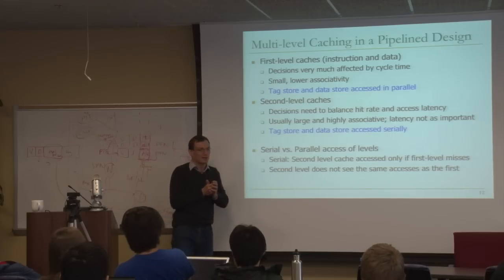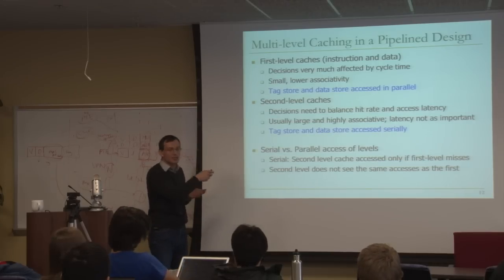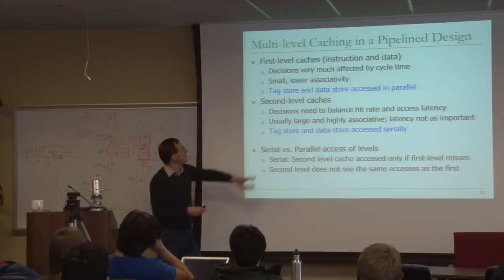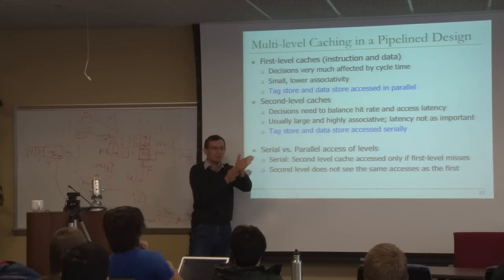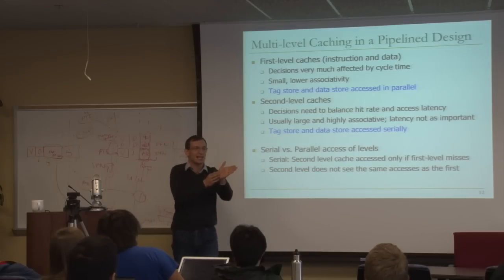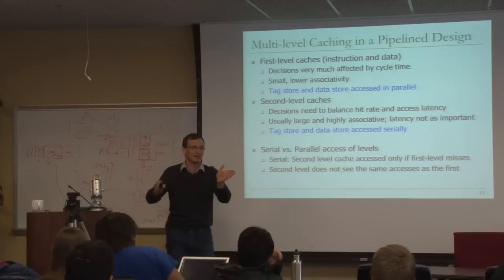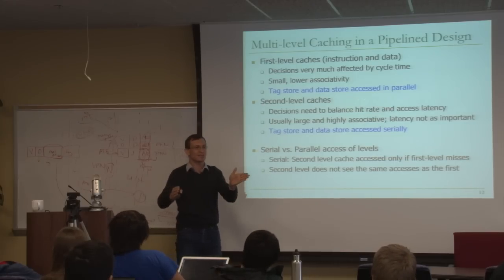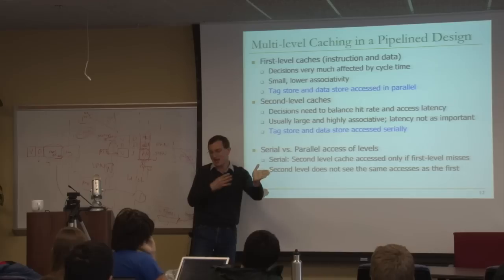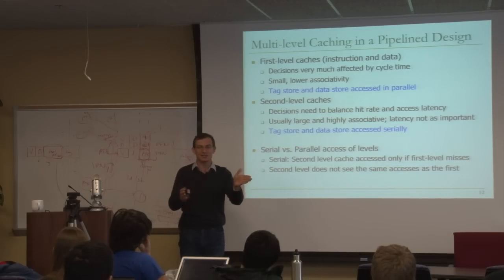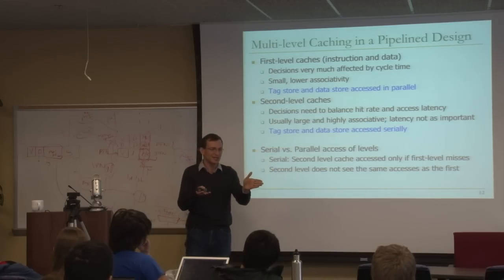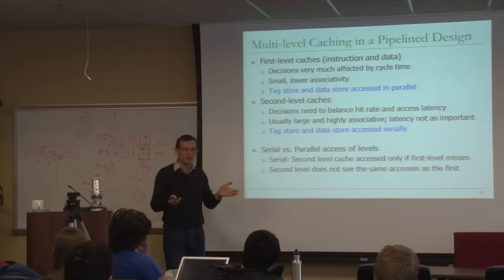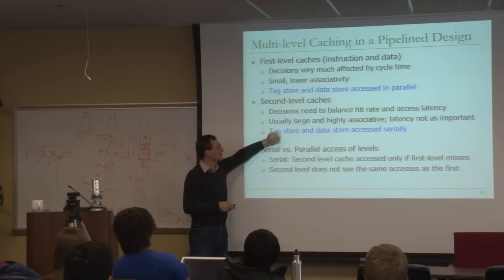If most of the time, or a good fraction of the time, you miss in the first level cache, you may want to start the second level cache access at the same time as the first level cache access, such that you hide some of the latency to the second level. Now the downside is, if you hit in the first level, the second level access is useless, and you terminate it. But that introduces additional complexity. It's not only useless, it wastes power and bandwidth.